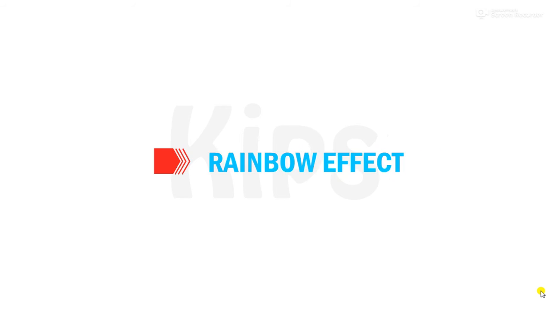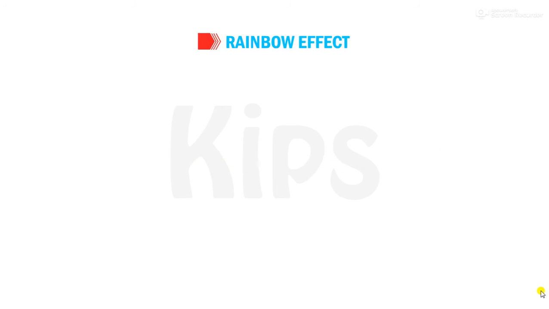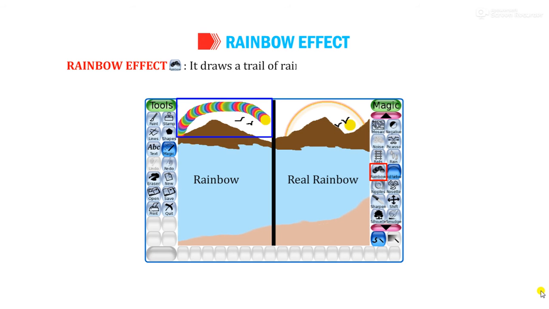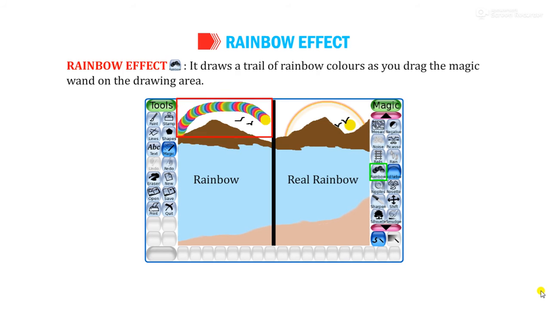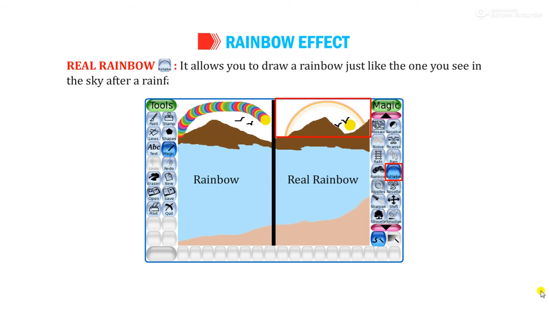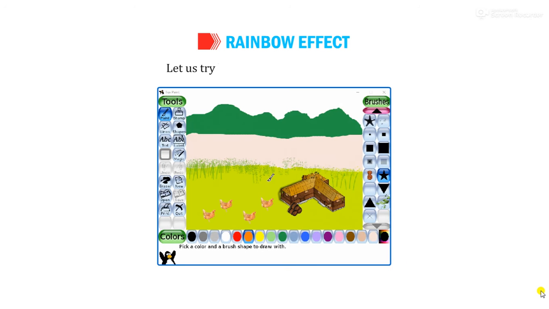Students, let us talk about rainbow effect. In the subtools of Magic tool, there are two types of rainbow effect tools. Rainbow effect. It draws a trail of rainbow colors as you drag the magic wand on the drawing area. Real rainbow. It allows you to draw a rainbow just like the one you see in the sky after a rainfall. Let us try both the effects on our drawing.